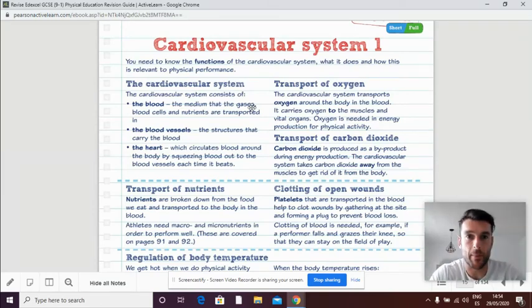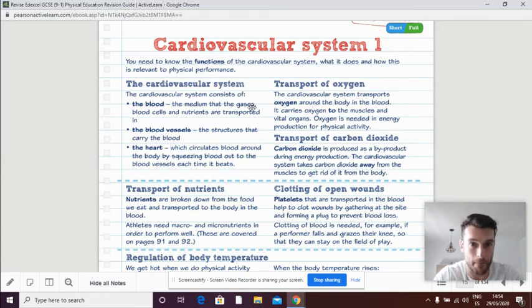Hello GCSE students, so today we're looking at the cardiovascular system. It'll be in two parts. So part number one, and we need to know the functions of the cardiovascular system, what it does and how this is relevant to physical performance. The key to all this is remembering how it is linked to physical performance in sport.